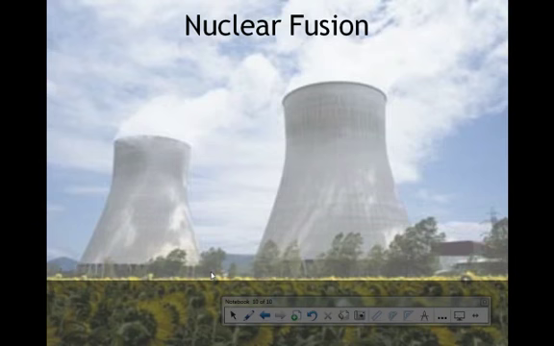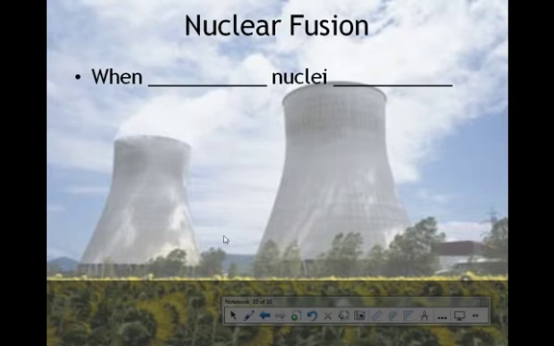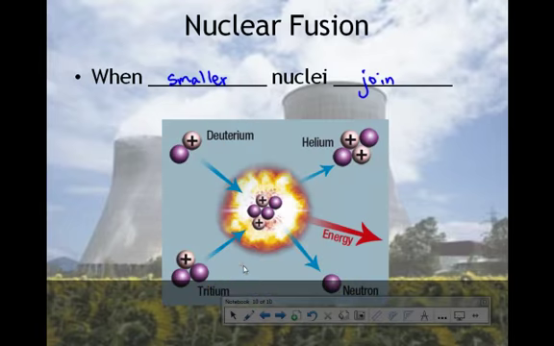Now, nuclear fusion is not to be confused with nuclear fission. Fission is splitting apart the atoms. Fusion is when we take smaller nuclei and join them together. They fuse together. So fusion is when smaller nuclei join. This is the type of reaction that occurs in the sun, and, well, technically in all stars, right? This is what makes them so hot.